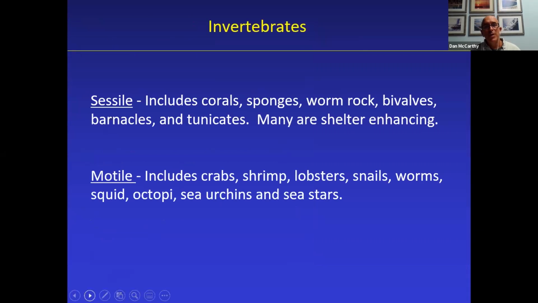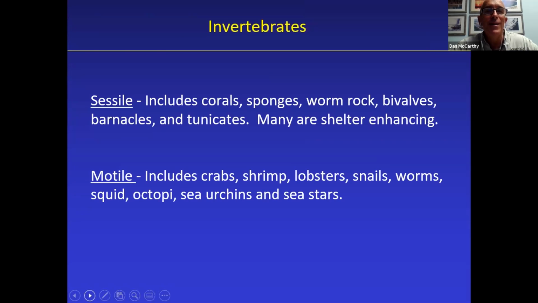Okay. So as we move on, we move to the invertebrates. These are animals without backbones, and for the purposes of this presentation, I think it's necessary to break them up into sessile or non-motile invertebrates. These include anything that's attached to the reef, just like the algae that I was talking about. So these are the corals and sponges, worm rock, bivalves, barnacles, and tunicates, among others.